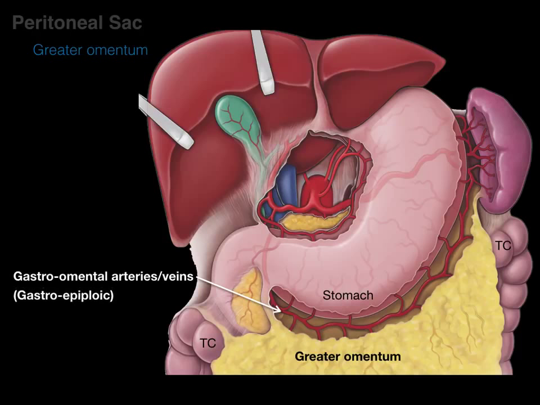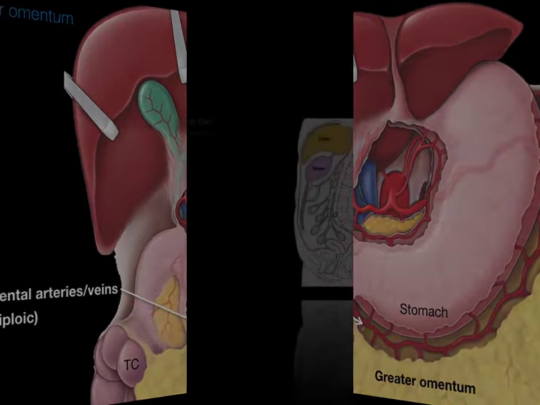And it's also called the gastroepiploic arteries and veins, because this term epiploic or epiplume means to float upon, because the greater omentum, when the anatomists first open up the abdominal cavity, we see this big apron floating upon, or looking like it's floating upon, the intestines. And that's why they call the vessels gastroepiploic. Gastro for stomach, epiploic for omentum.